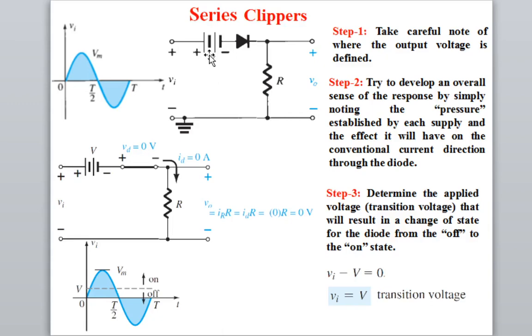For the off condition, the output voltage obviously will be equal to 0 volt due to lack of current, because current will not flow across the diode, so no voltage drop will be across the output. And when the diode is in the on state, then current will flow, then the output voltage will be equal to, according to the diode first approximation, there will be no voltage drop across this diode.